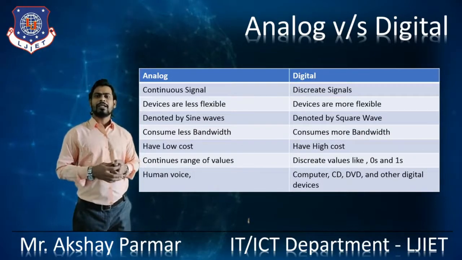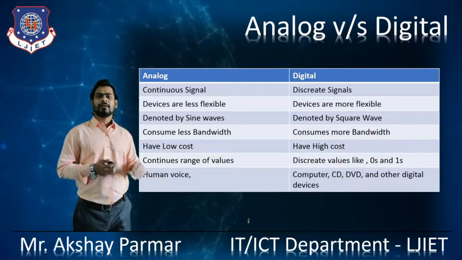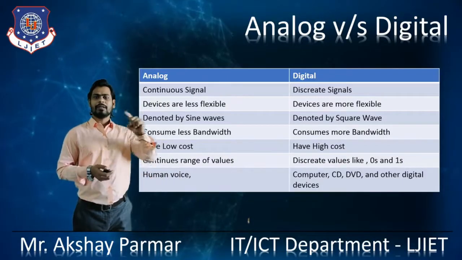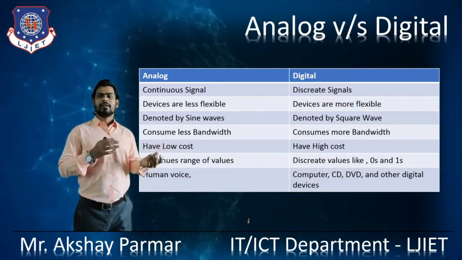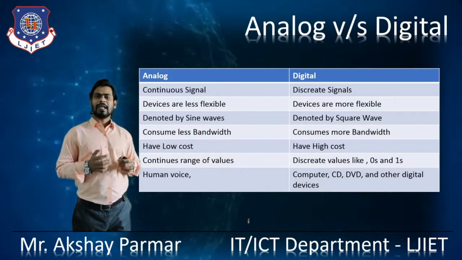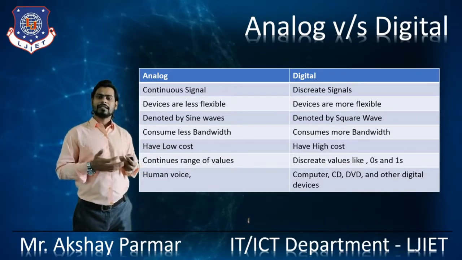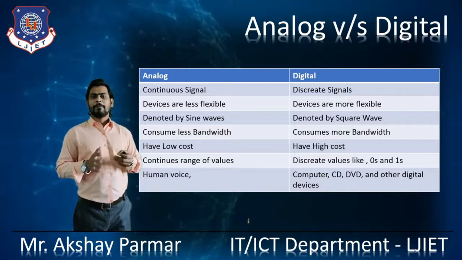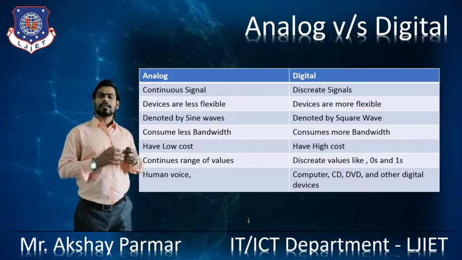Analog signals are denoted by sine waves, whereas digital signals are denoted by square waves. The analog signal consumes less bandwidth, whereas digital signals consume more bandwidth compared to analog signals.